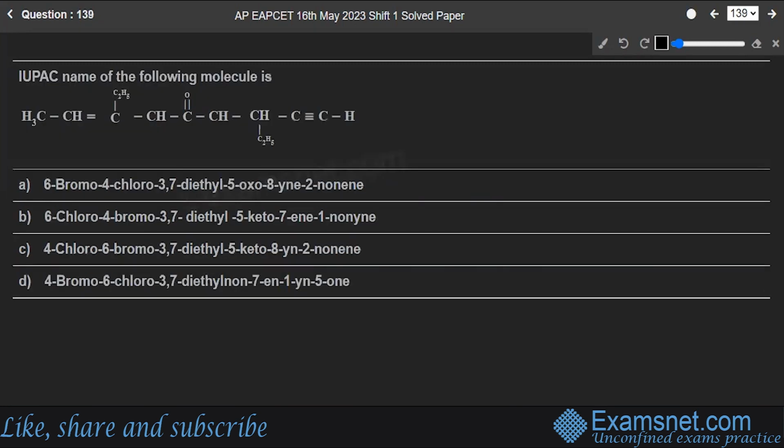So let's move to the next question, number 139. IUPAC name of the following molecule is. So look at the molecule very carefully.